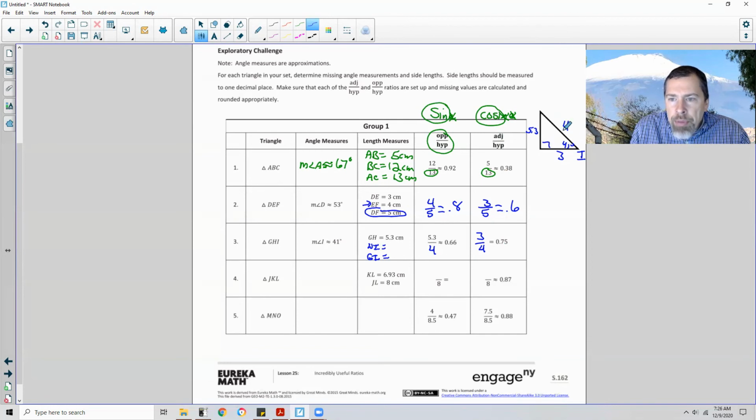So opposite the 90 degree is my hypotenuse. GH is 5.3. So GI is over here. So the G has to go here. H has to go here. Okay. All right.